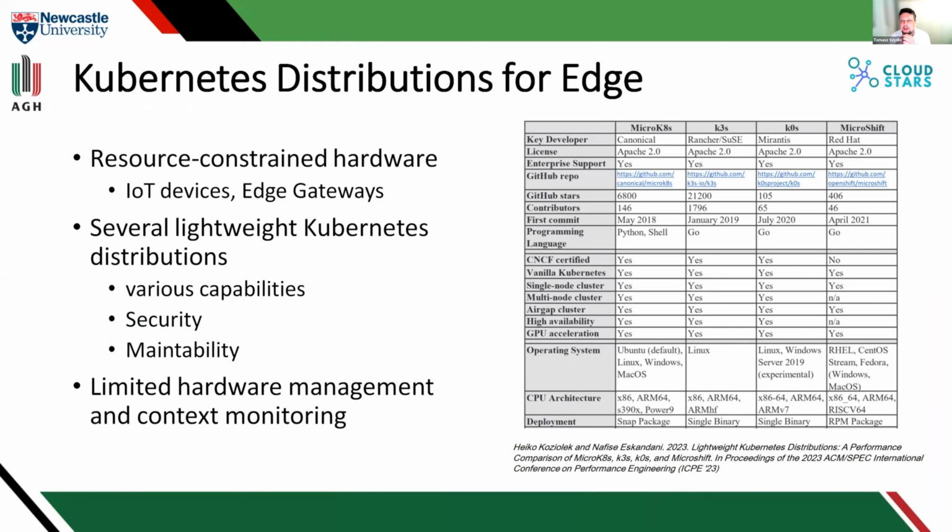There are several lightweight Kubernetes distributions that might be used in this case. They have limited functionalities compared to the classic full-fledged one and are optimized in terms of resource consumption. However, we think that schedulers in the Kubernetes clusters should be aware of physical aspects of the device and the environment in which they are working.